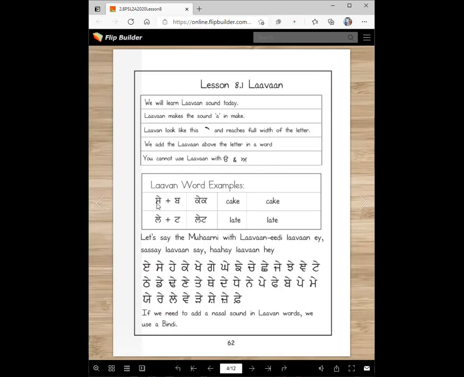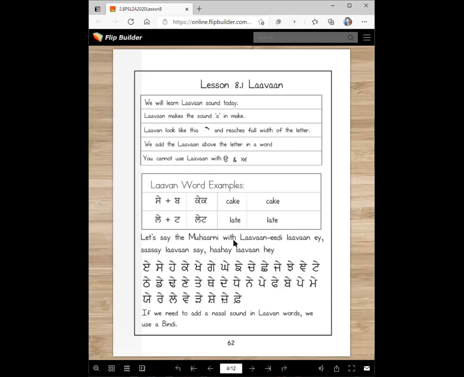Here are some examples. Sab, ek. Oh, it should be sab here. It should be cake here. I put the wrong word. It should be cake. Late, late means late.